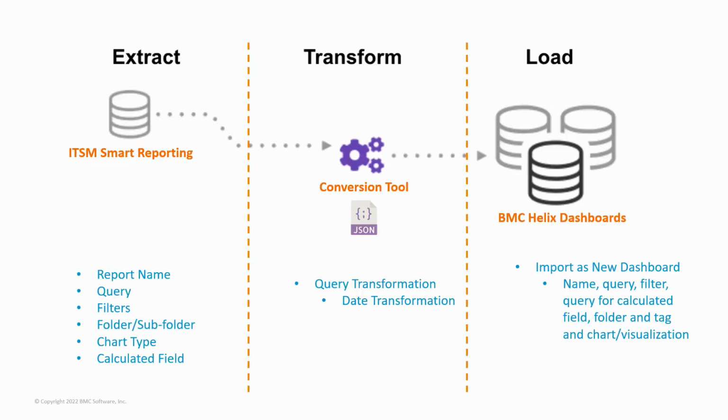While Vikram will show the tool in action, here is a schematic representation of what the tool does in the background. At an abstract level, the tool follows ETL principles: extract, transform, and load. It extracts report metadata from Smart Reporting and stores this as JSON. Further, it does some query transformation so that the query is acceptable to the target Helix dashboard system. And finally, the load step where it programmatically creates a new dashboard using this metadata information.